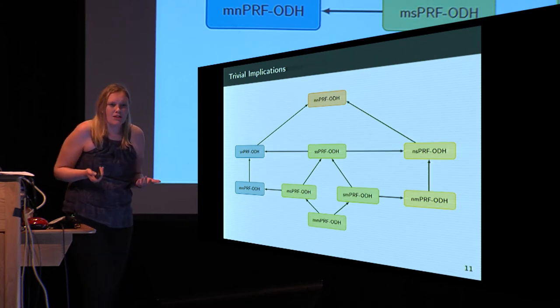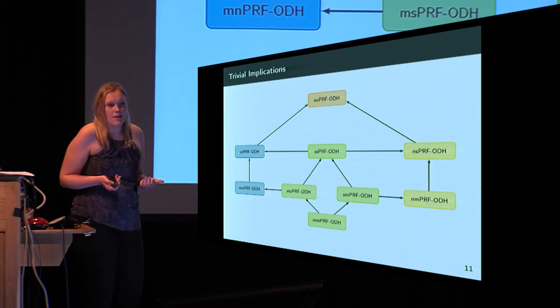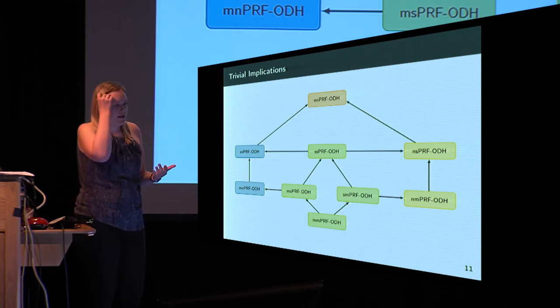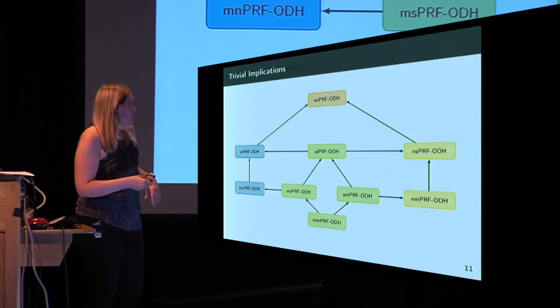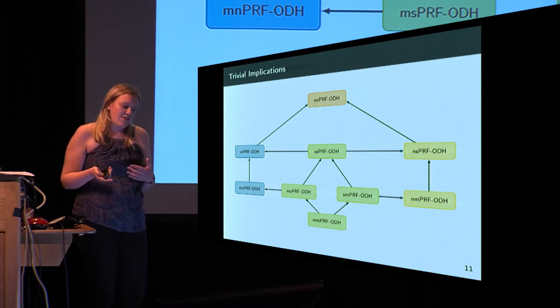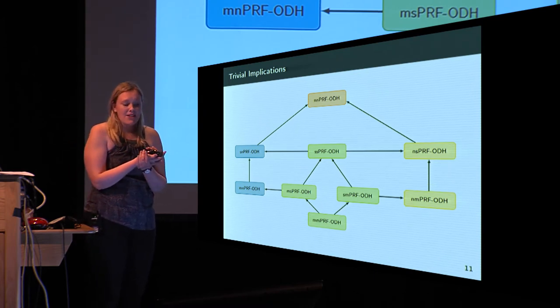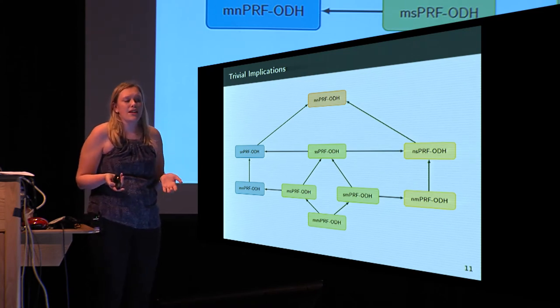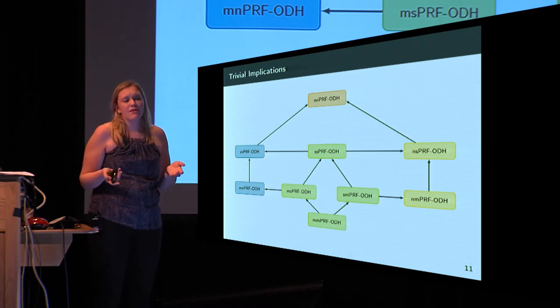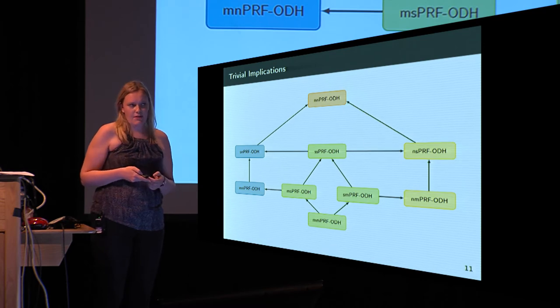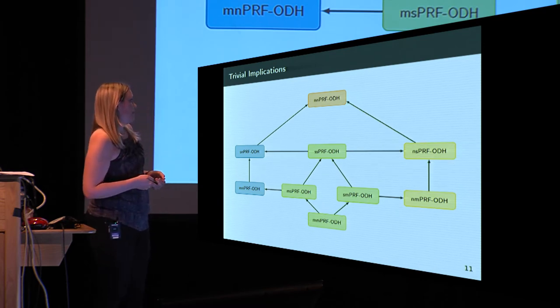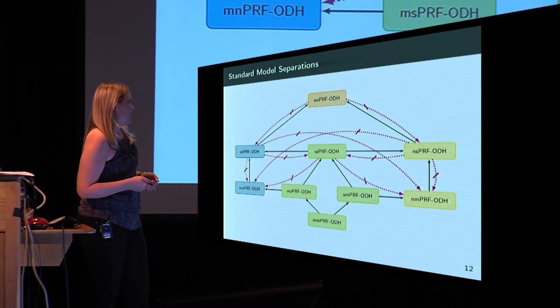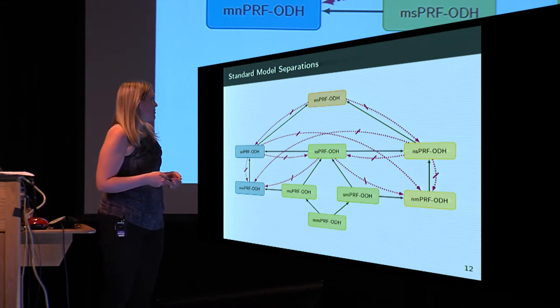But the question is, which of these implications is strict? So which of these notions is strictly stronger than other notions? And for this, we were giving separations. And some of the separations we were able to achieve in the standard model. For some, we had to rely on the random oracle model. So let's just have a brief look. These are the standard model separations that we were able to achieve.